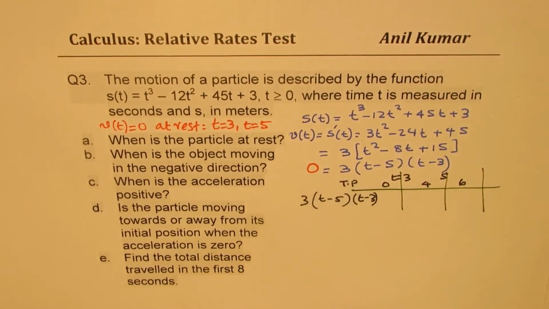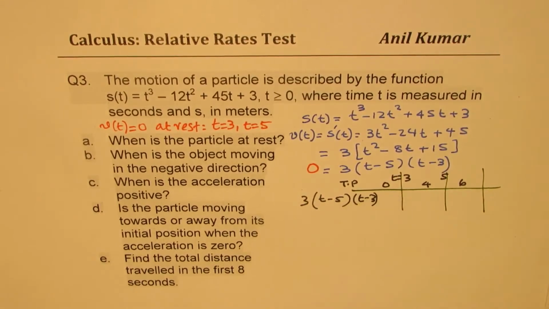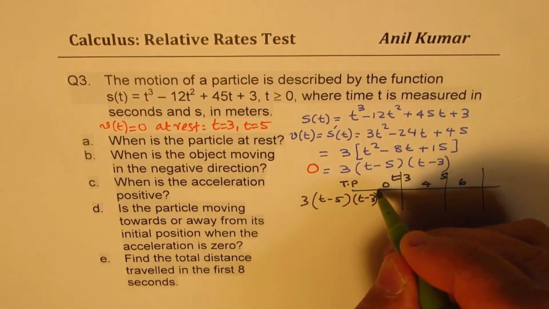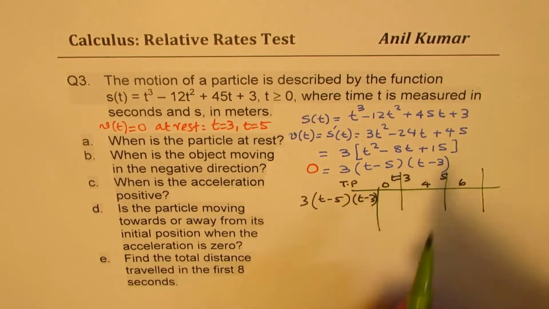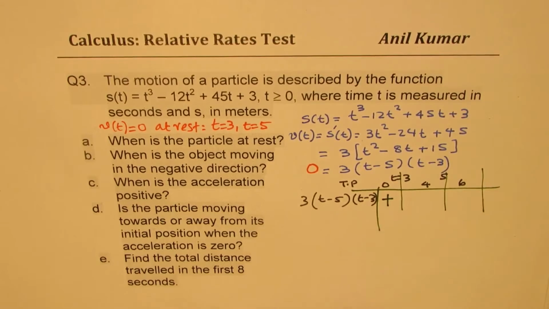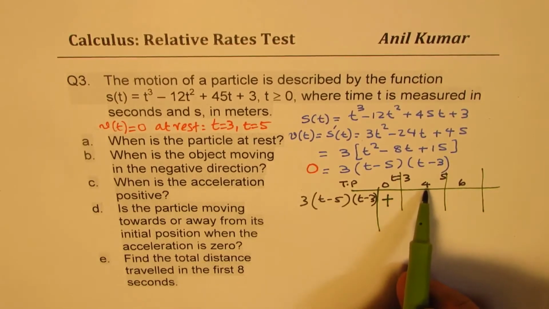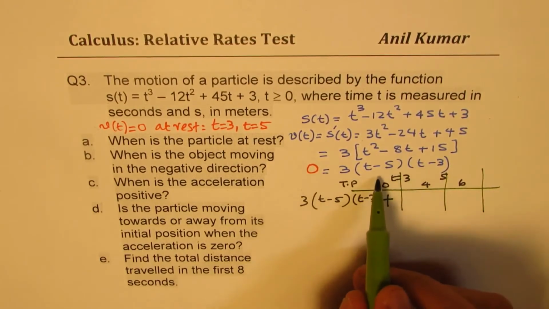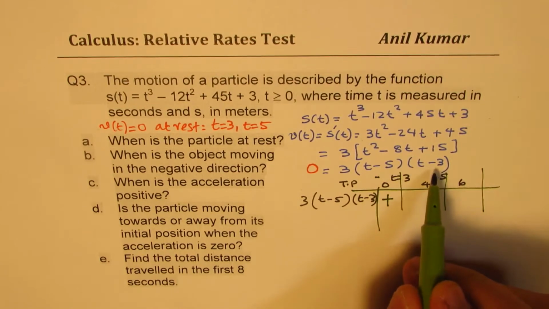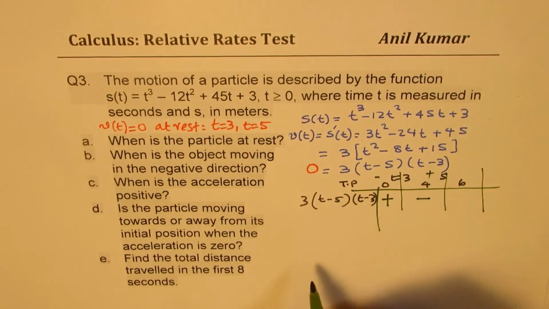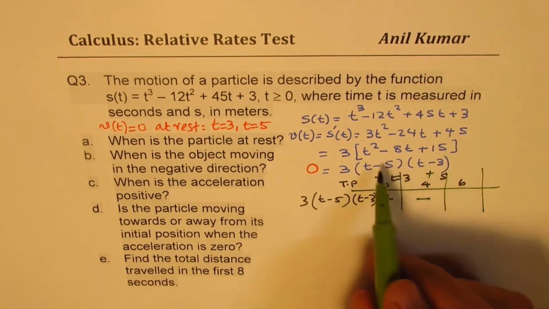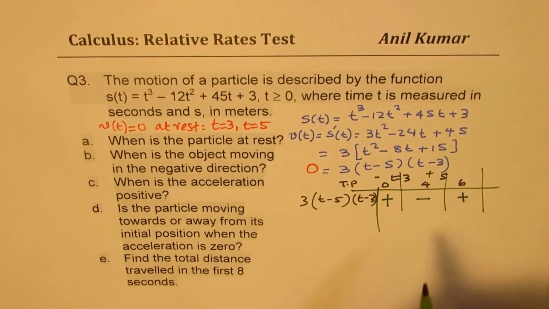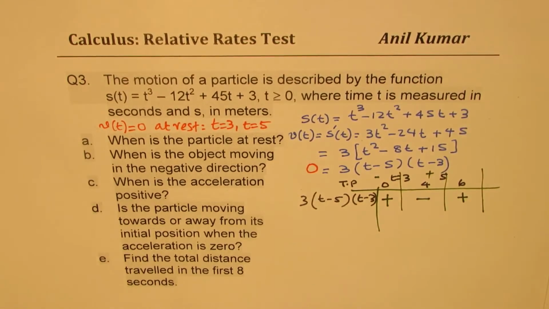Let's say velocity, right? If I substitute 0 for t, negative times negative is positive, correct? If I substitute 4, this will be negative and this will be positive, and negative times positive gives me negative. And if I substitute 5 or 6, both are going to be positive. This is one way of doing it.